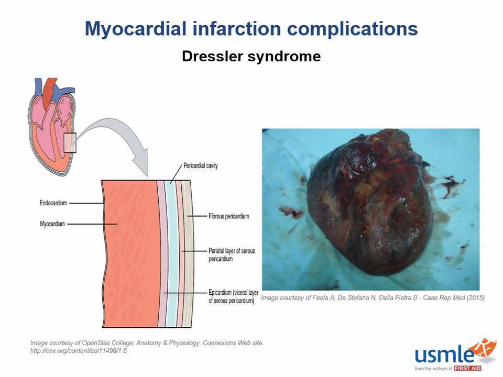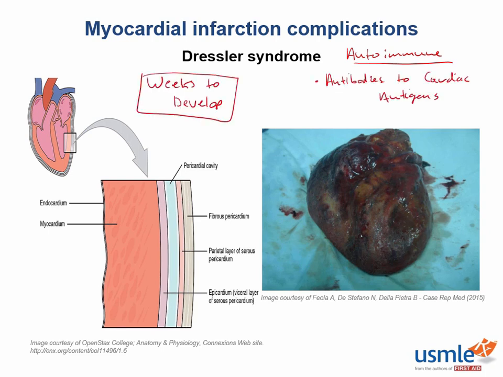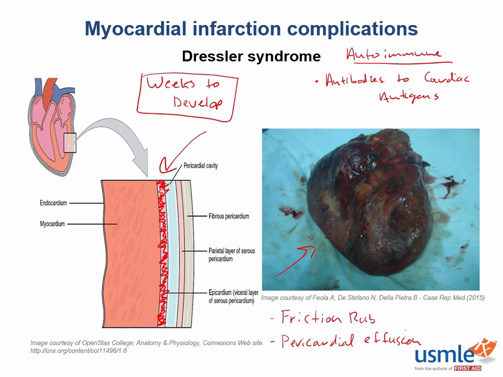Now next up, we have Dressler syndrome. Now this is an autoimmune response against cardiac antigens that takes place after an MI or after cardiac surgery. Now it takes a couple weeks for this to develop because the immune system has to create antibodies to cardiac antigens here. Now the end result is fibrinous pericarditis, and you can see an example of this here. And in this scenario, you can hear a significant pericardial friction rub as well as develop a pericardial effusion.